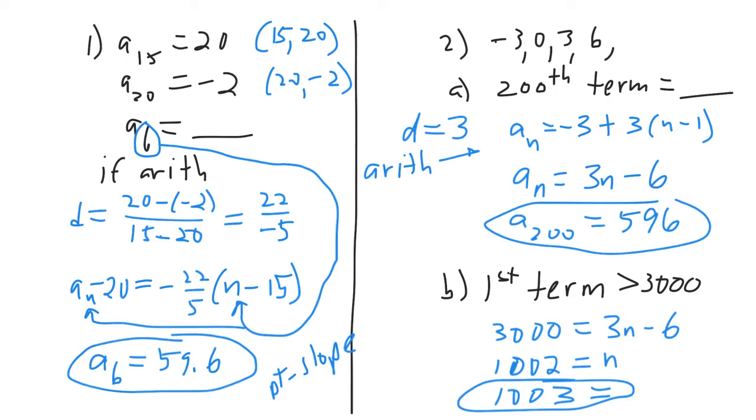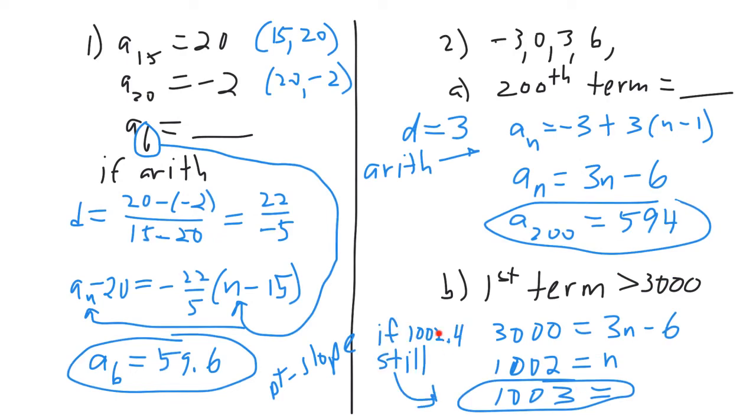And so then the first term that's greater than 3,000, I set 3,000 equal to my equation and solve it out to get n, but it did say greater than 3,000, so I can't use this. That's what it equals 3,000. So I'd have to do the next term up.